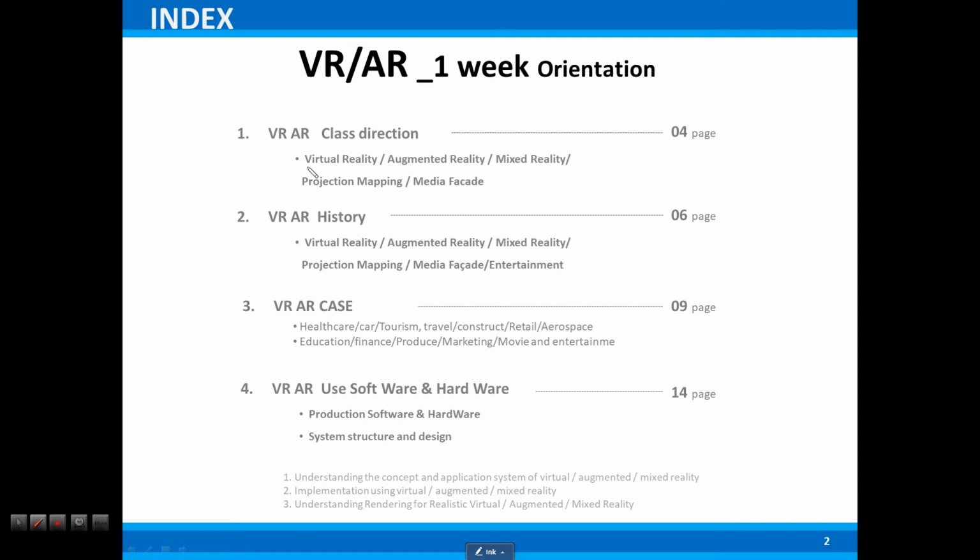First, we will include virtual reality, augmented reality, and mixed reality, as well as projection mapping and digital media facade in the class to find and learn related materials and prepare for future master's thesis. Everyone will have time to present their research.